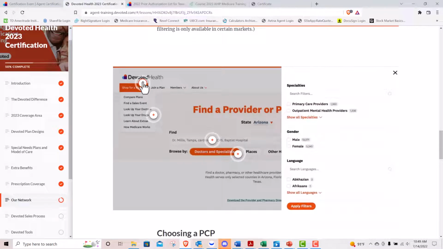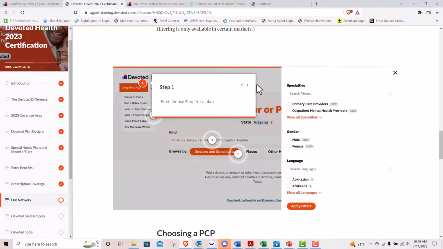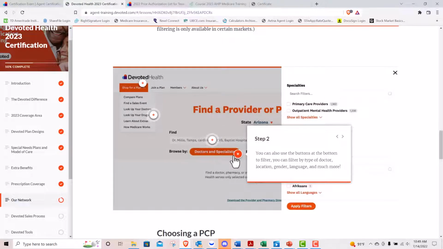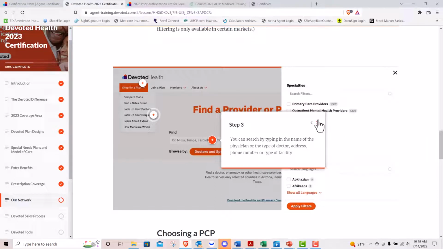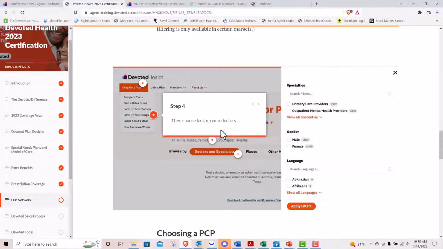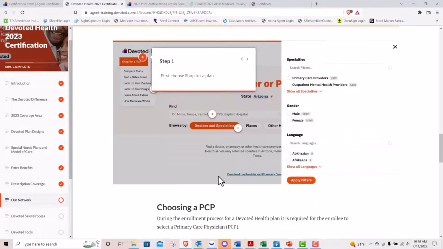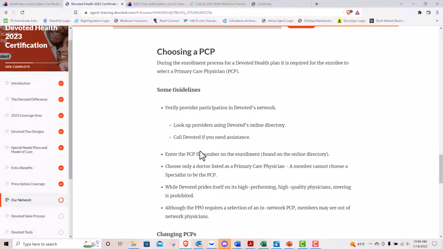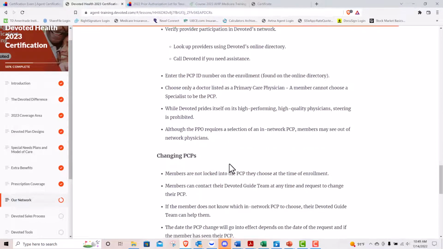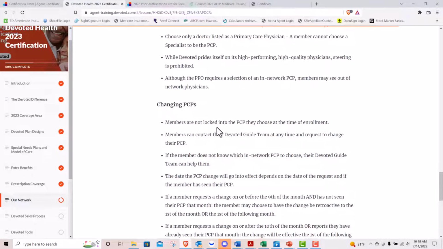Providers. All right, so it looks like we can choose a plan. Then we can add doctors and specialists. You can search for specialists there, or you can look up the doctors. All right, pretty cool. Choose a PCP. Make sure you use this to verify that they're in the network. And if they want to change, they can contact the Devoted Guides team anytime to request a change. Let's see if they can change it.